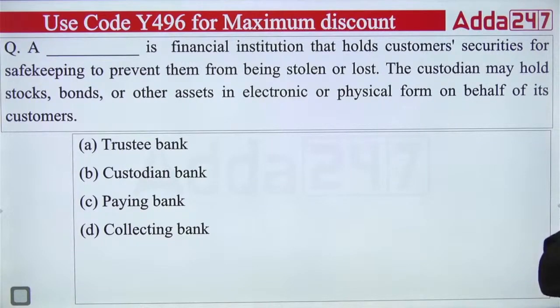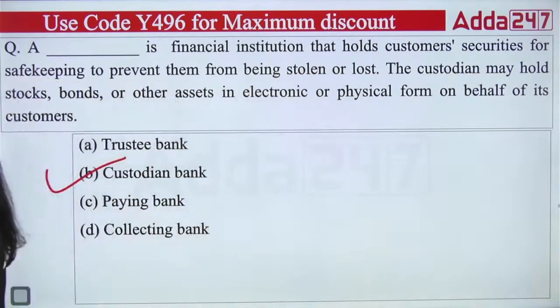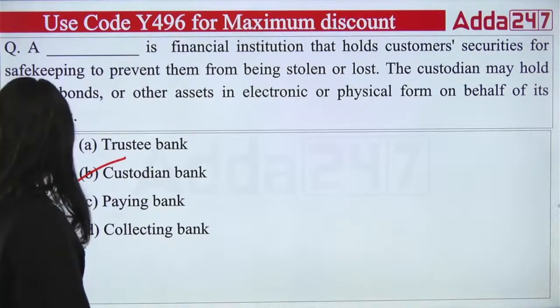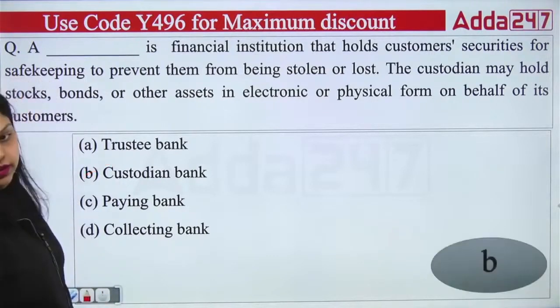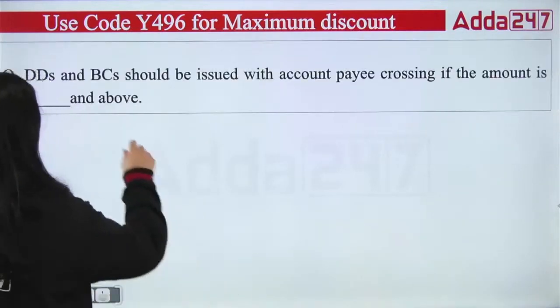So a bank is holding customer security for safekeeping to prevent it from what? To prevent it from being stolen or lost. It's your custodian bank. Obviously, it's a custodian bank of yours, that makes sure that your asset should not be stolen or anything else. So the right answer will be your B, custodian bank.